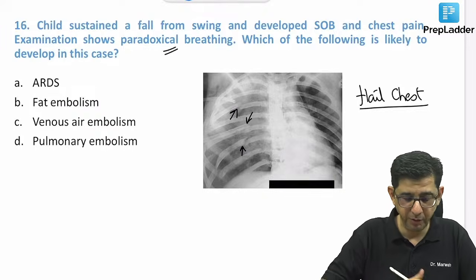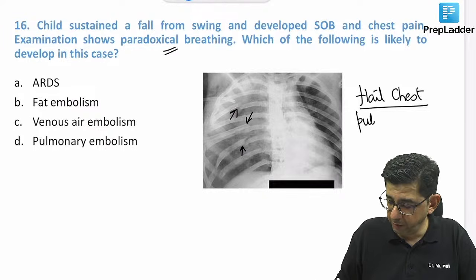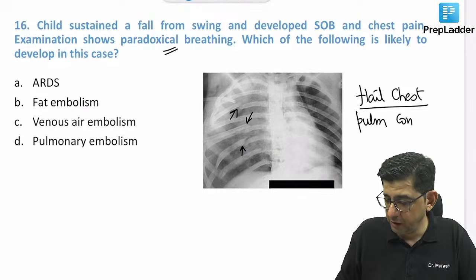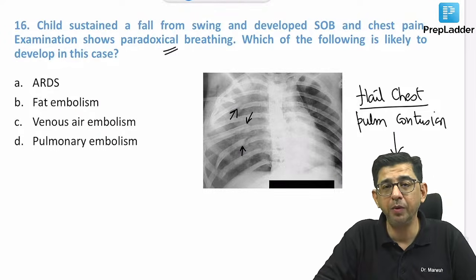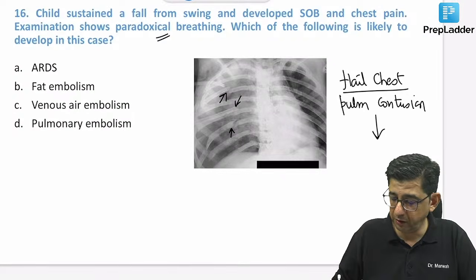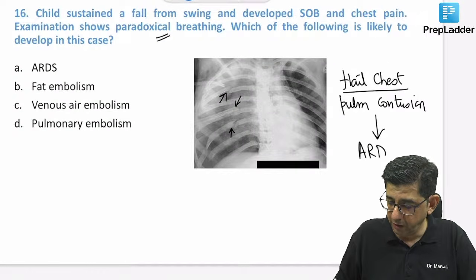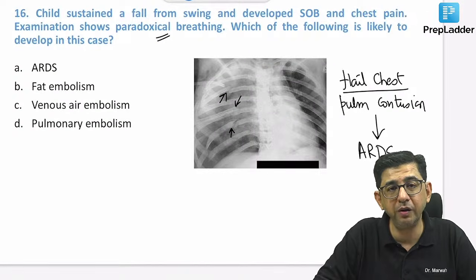Flail chest occurring in a patient would contribute to development of a pulmonary contusion. भाई जब रिब्स टूट जाएंगे तो वो लंग्स को डैमेज कर देंगे, पल्मरी कंट्यूजन करते हैं. And pulmonary contusion is a risk factor for development of ARDS, that is acute respiratory distress syndrome.